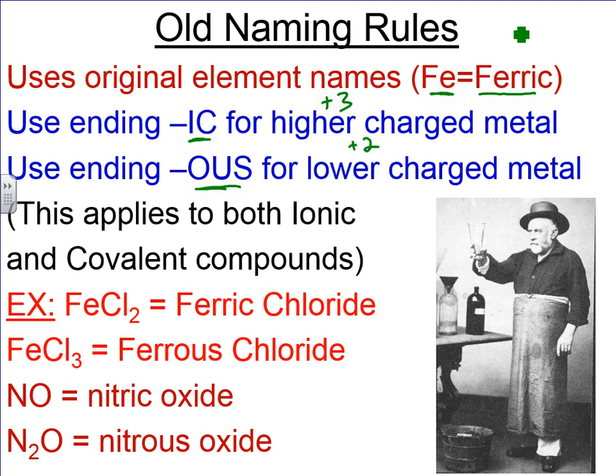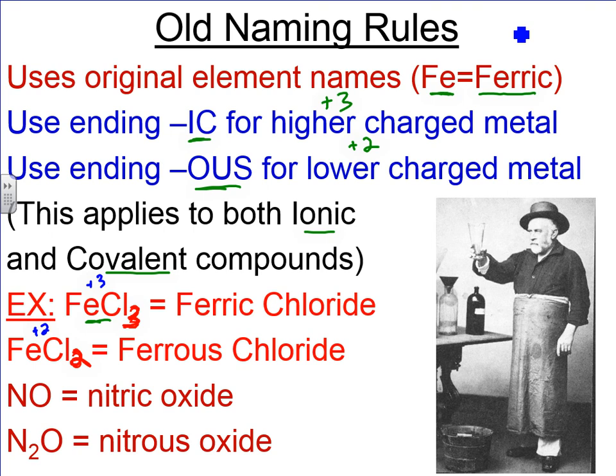Now this applies to both ionic and covalent compounds. And here are some famous examples. So again, with the iron, this right here is actually ferric chloride. Whoa, I got it backwards. I apologize. Let's try that again. This actually should be FeCl3. This is a typo. And this should be FeCl2 because the higher charge gets the ic ending. Now the reason why FeCl3 is the higher charge is because you have three chlorides. That's how you get a +3 here, and this should be a +2. So ferric chloride for the higher charge, and ferrous chloride for the lower charge.